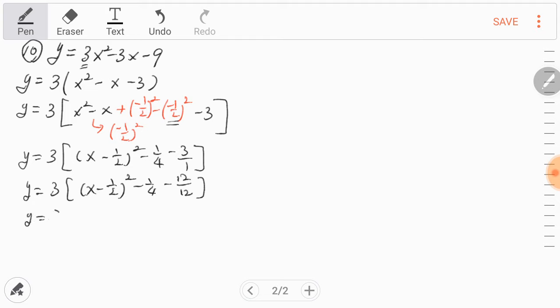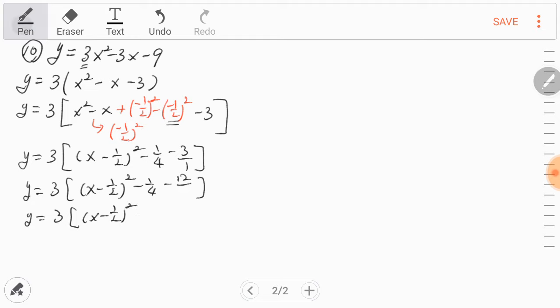Okay, still more. x minus 1 over 2 squared. Okay, this has to be 4, right? 4. So negative 1 minus 12 is negative 13 over 4. Now distribute these 3. Then y equals 3 times x minus 1 over 2 squared minus 3 times 13 over 4, which is 39 over 4.